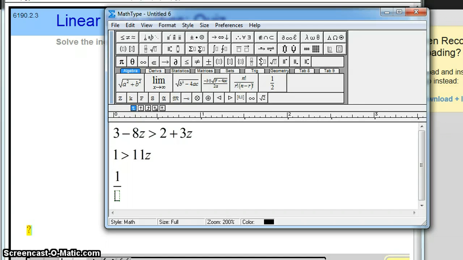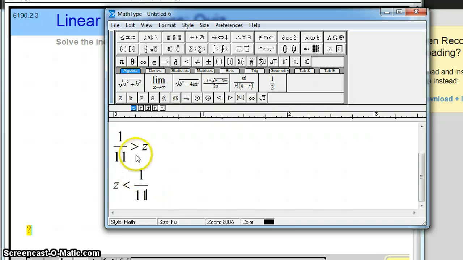We get a fraction. We get 1 over 11 is strictly greater than z. Oops, sorry, I meant strictly greater than z. So that should be a solution. Sorry, I'm not sure which way I said it before. 1 over 11 is strictly greater than z, and z is strictly less than 1 over 11. You could write it either way. We could write it like z is strictly less than 1 over 11. Same thing. We just switched the sign and switched everything around.